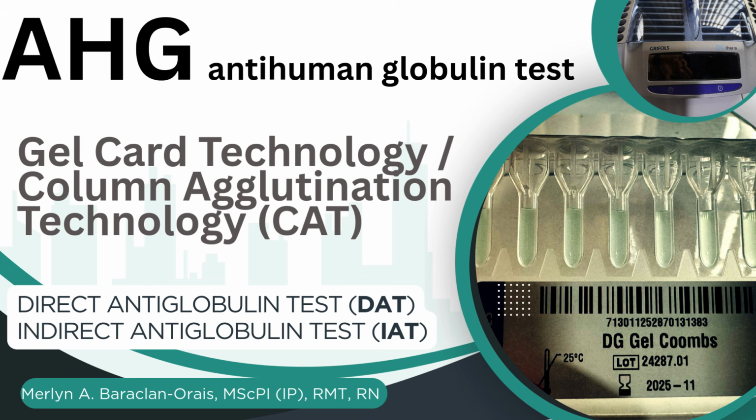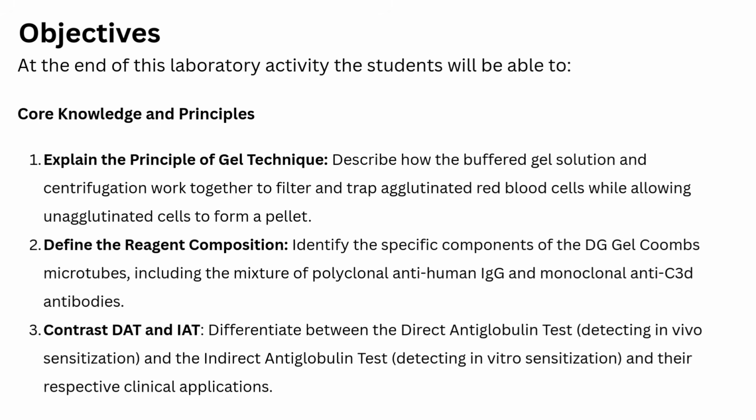Lastly, the anti-human globulin test is a cornerstone of these techniques, so it helps in identifying antibodies bound to red blood cells by using anti-human globulin serum. And this test is pivotal in both clinical diagnosis and transfusion medicine. Now, as we transition to the objectives of our laboratory activity, let's keep in mind how these tests contribute to our understanding of blood related conditions.